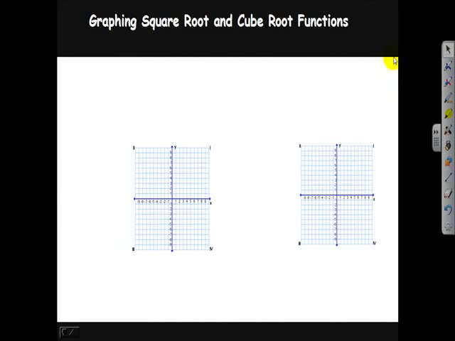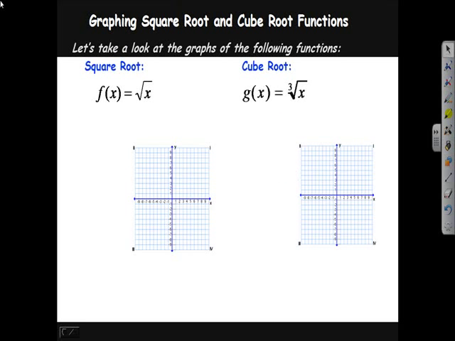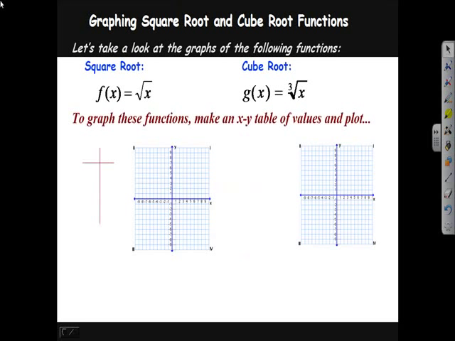Alright, graphing square root and cube root functions. Let's take a look at the graphs of the following functions. The first one, the square root, and the other one, the cube root. So the square root. If we're going to graph these, we can always make a table of values to get us started. So we'll start with x and then f of x. For the square root function, we can't plug negative values of x in, so we're just looking at positive values of x. We'll look at 0, 1, 4, and 9.